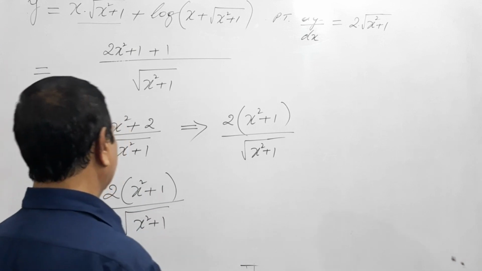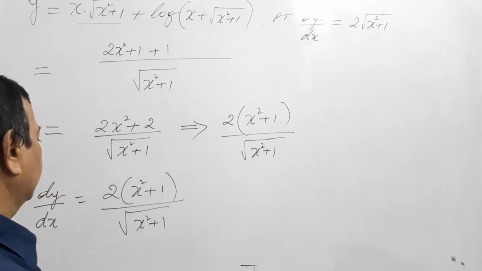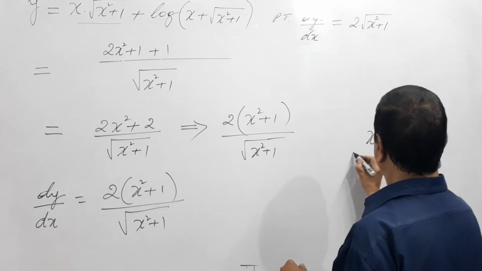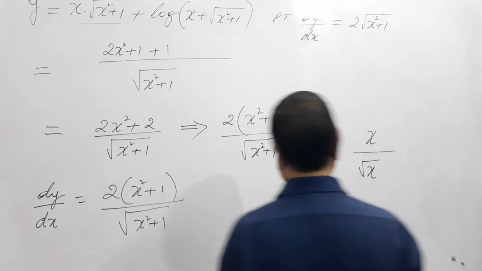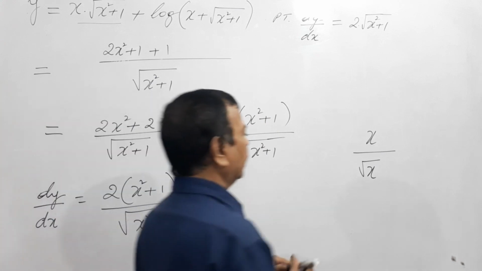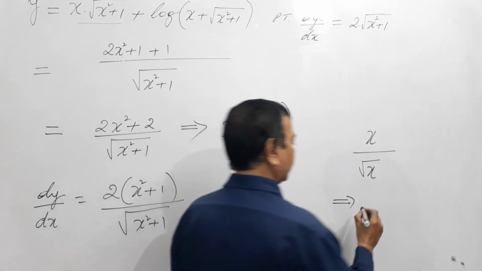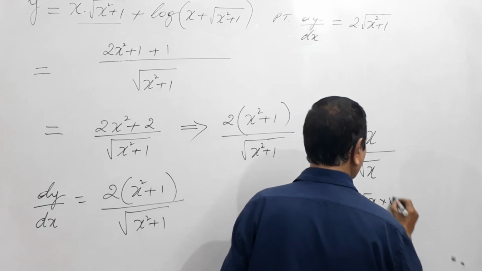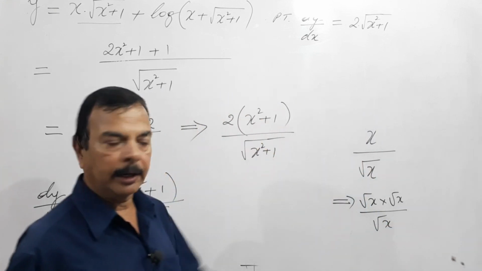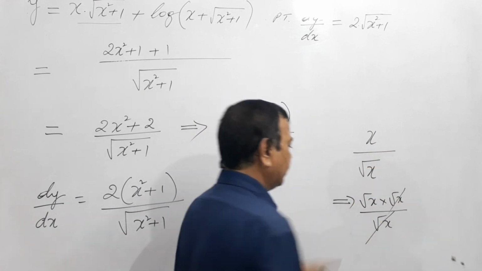What I'll do is, now supposing you have x here and root x here. Okay, you take this. So what I'll do, can I write like this? This x can be written as what? Root x into root x divided by root x. Can I write like this? Because root x into root x is x divided by root x. So what happens here? This and this cancels, you are left with root x.